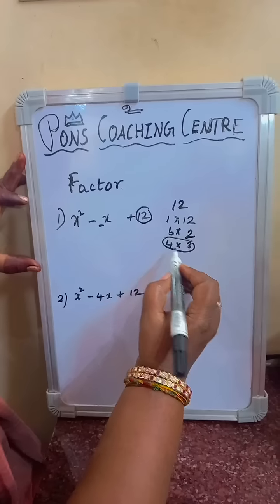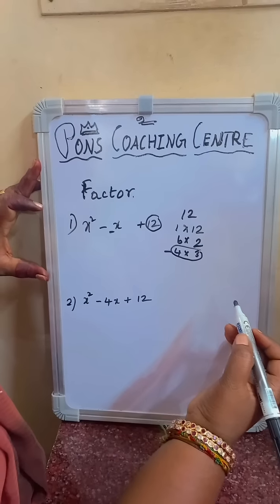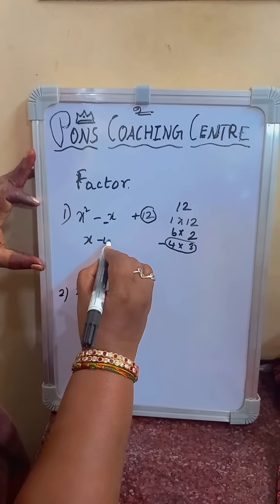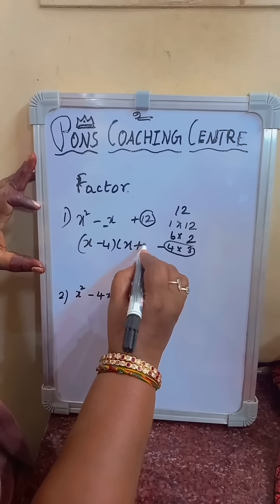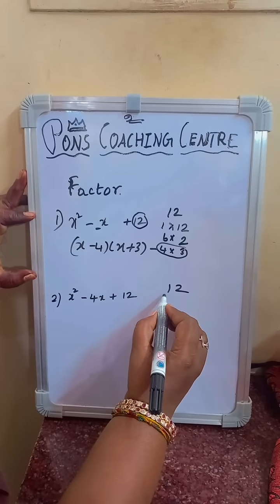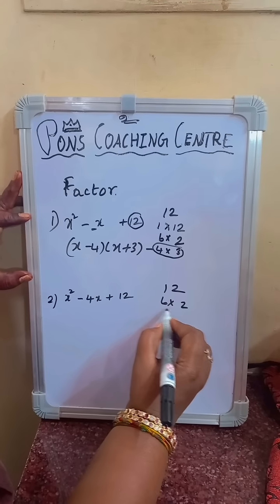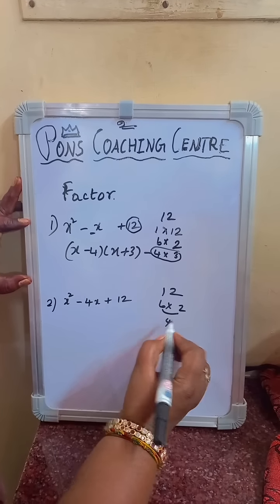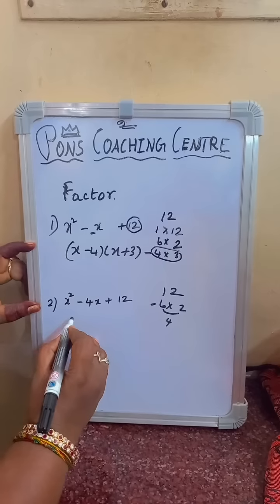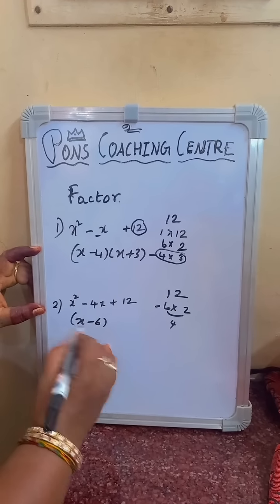So minus 1 இருக்கு. So we are keeping the minus sign for the biggest number. The factors for this: x minus 4 into x plus 3. Like this, here also 12, the possible number 6 into 2, 6 minus 2 is 4, so here minus 4, so the possible number, because the sign is minus, x minus 6 into x plus 2.